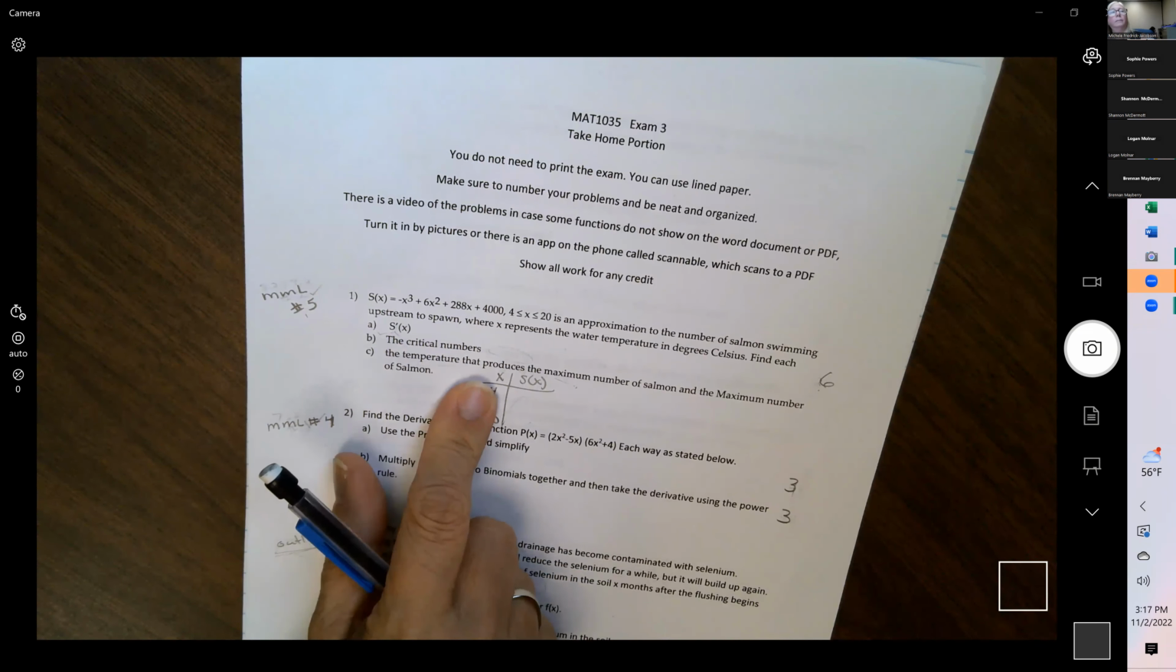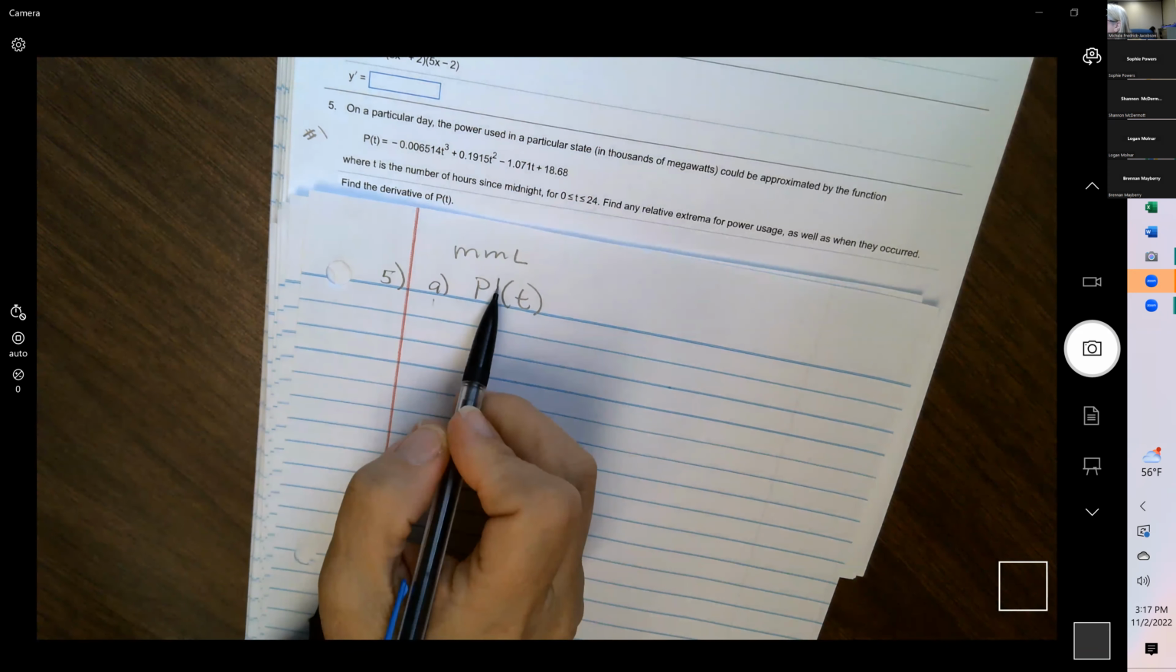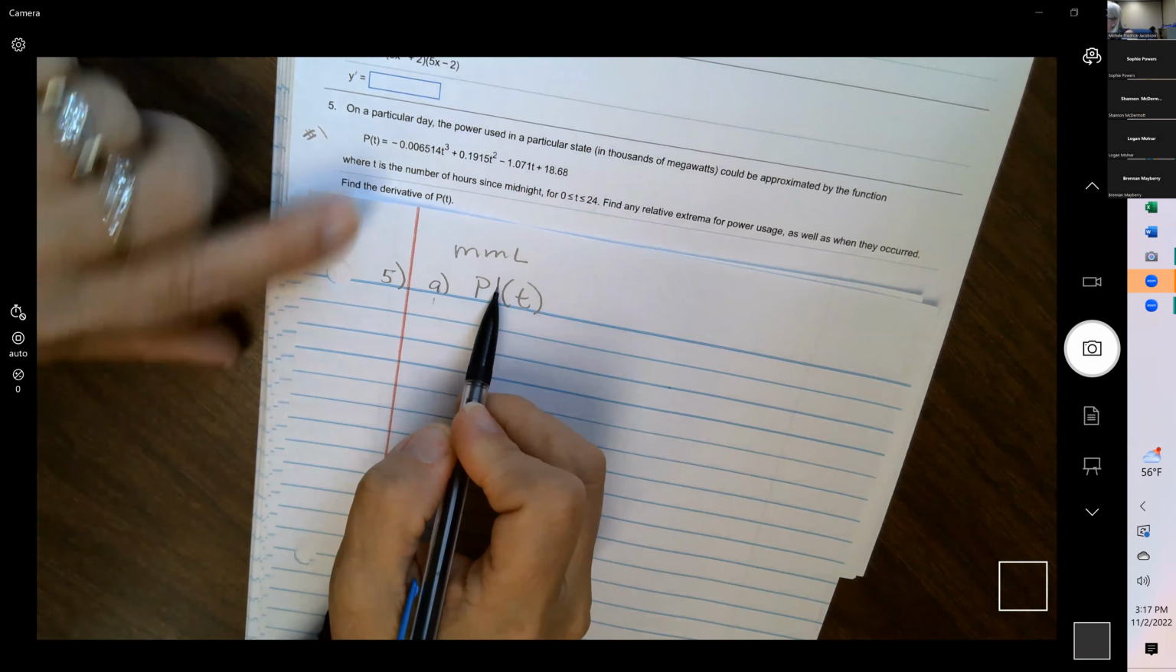So the first thing on my math lab, it would ask for, on our test, the derivative. So whenever you see this, it means to take the derivative.